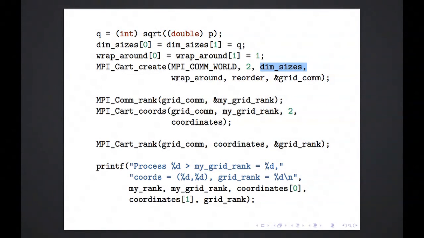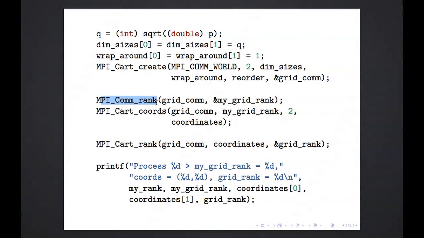Now wraparound simply means whether your array of processes is periodic or not, and we will see in a second why this matters. Here I define this to be 1, so it is periodic. Reorder is whether I want the ranks to be reordered or not. And I get my grid communicator. So this is my original Cartesian communicator, which still holds all the processes, except now they are arranged in a two-dimensional grid.